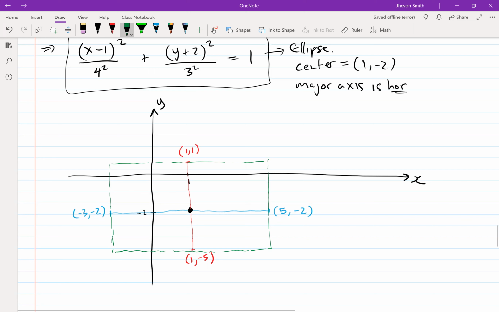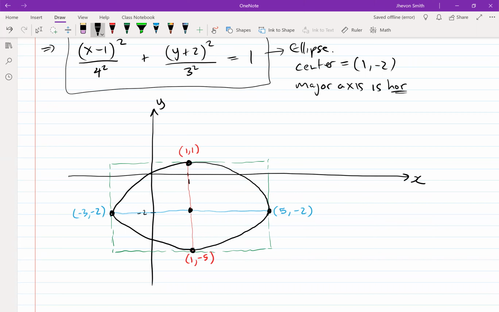And then now you just actually connect all these dots here. And so that is going to be your ellipse.